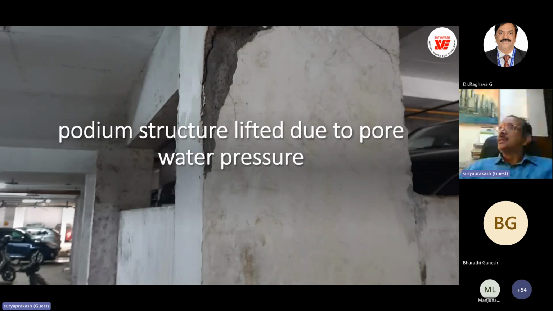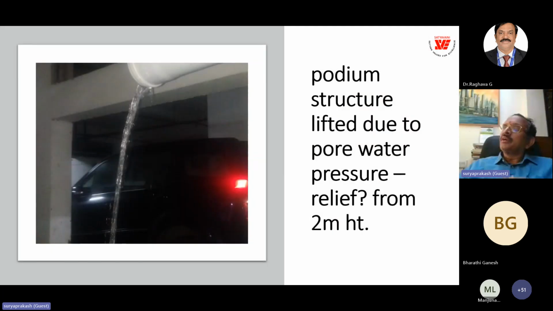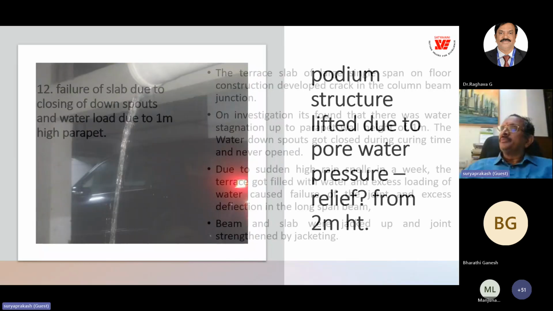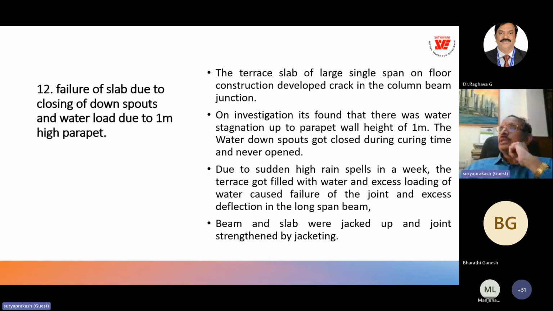You can see the shear cracks due to the lifting of the podium structure due to pore water pressure. And here, this is where we gave relief to the pore water pressure by providing the relief pipe. The maximum pore water pressure we allowed was 2 meters, and we could restore the entire podium back to its level by giving relief to the pore water pressure, and then started repairing the columns and beams, and also repaired the foundation. Next is the failure of slab due to closing of downspouts and water load due to a 1 meter high parapet.